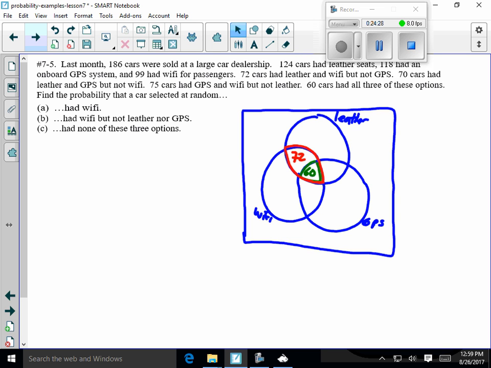All right, let's go on to another one. If I'm talking about this one, 70 cars had leather and GPS but not Wi-Fi, so that would be in the leather circle and the GPS circle. This part right here, but not the Wi-Fi part. It just means this remaining open spot here. That's where the 70 cars would have to be, right there. Okay.